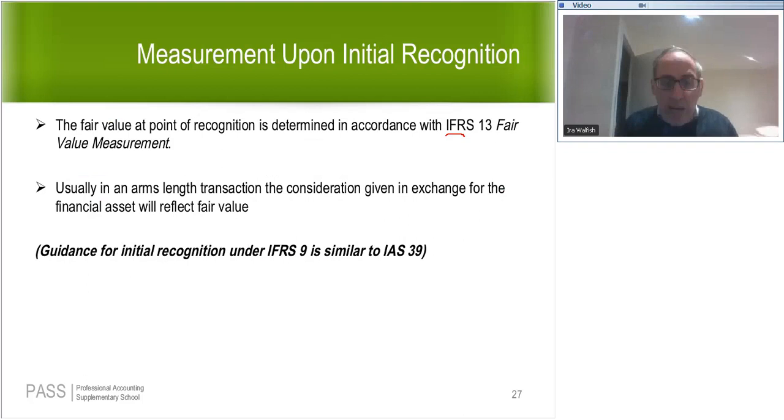Because if it's an arm's length transaction, why would the buyer pay more than fair value? Why would the seller sell the item for less than fair value? So generally it is assumed that what you paid for it is fair value if it's an arm's length transaction, unless there's reason to believe otherwise. For those of you who learned IAS 39, which was the section that was used prior to IFRS 9, in case you learned that in school, there's no change in this area. The same was true under IAS 39. If you never learned IAS 39, just ignore this, it's irrelevant.